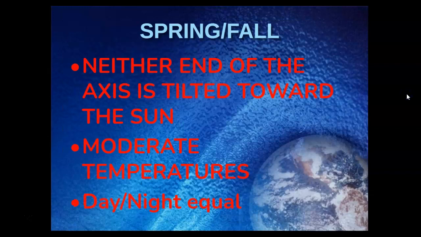Spring and fall are a little bit different. During this time, neither end of the axis is tilted toward the sun. Because of that, we have fairly equal day and nighttime hours, and we tend to have those more moderate temperatures. You tend to not get the extreme highs and the extreme lows. Those are actually the best days.